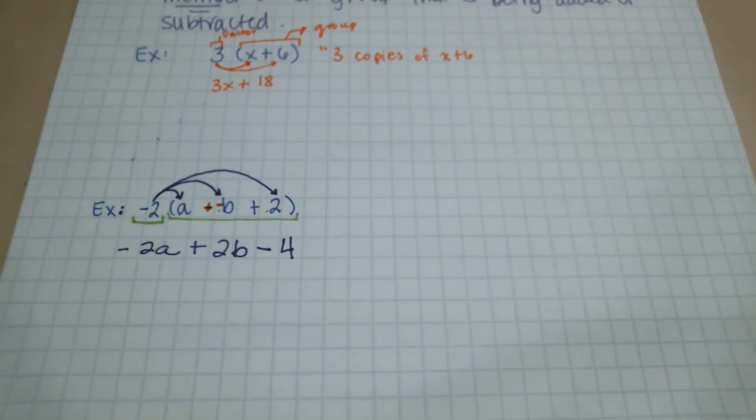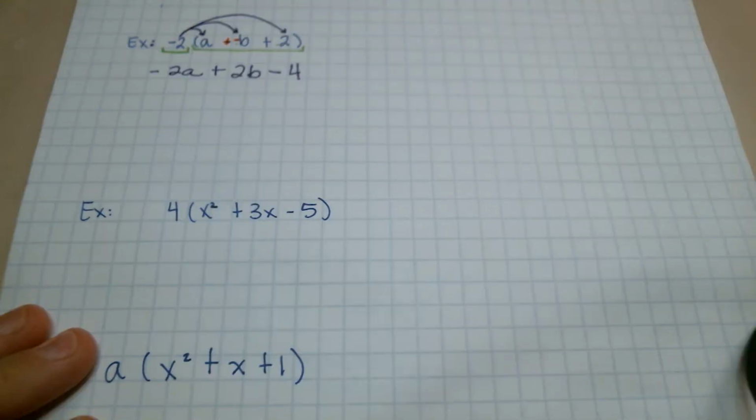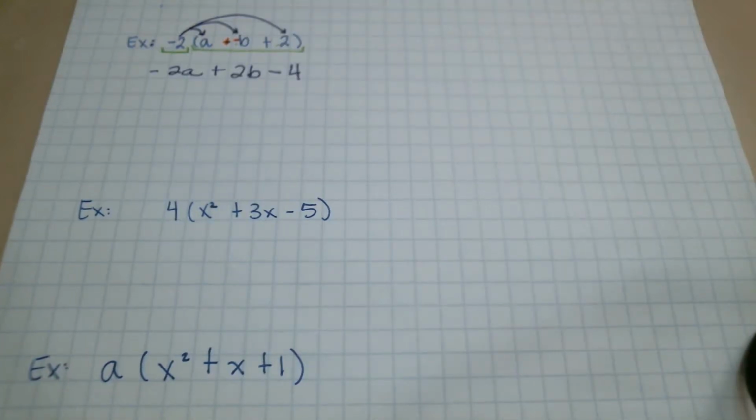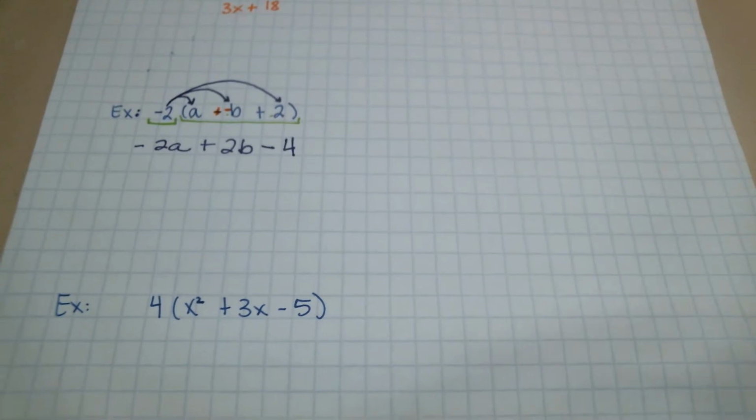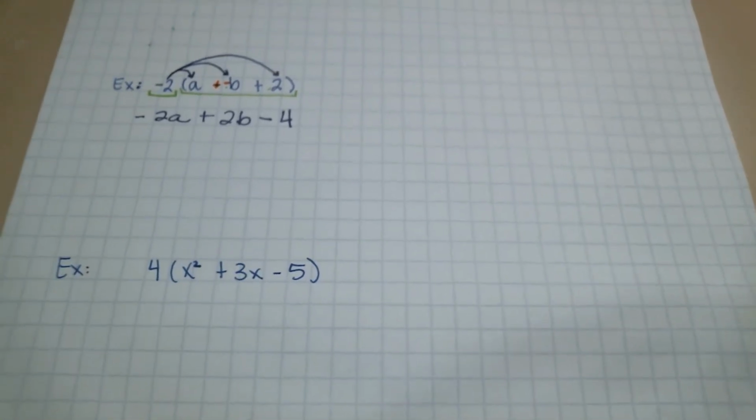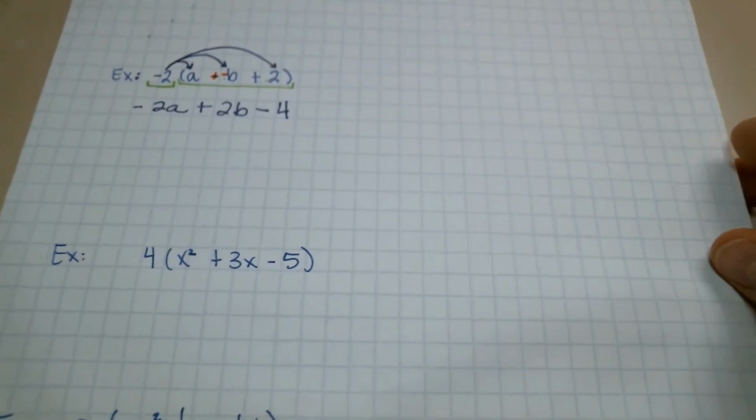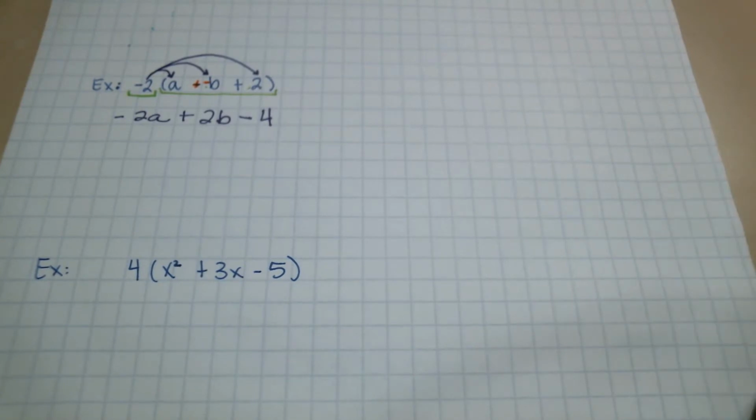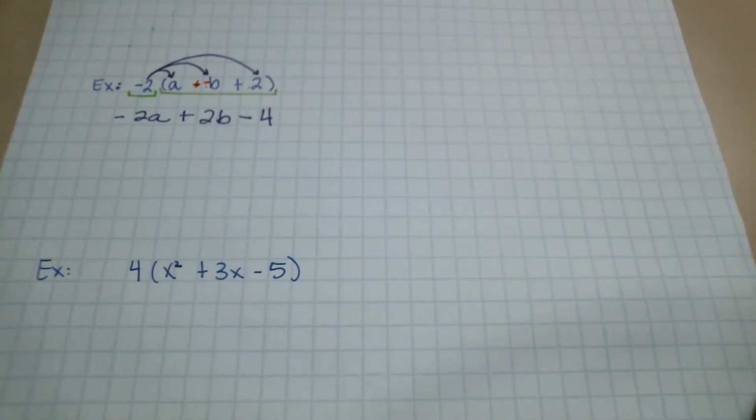And in this example, we have 4 times the quantity x squared plus 3x minus 5. So again, this one has 3 terms. Our factor out front is a positive 4. And we're just going to go ahead and distribute.